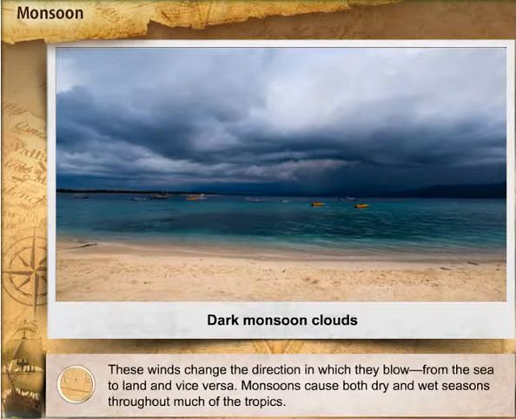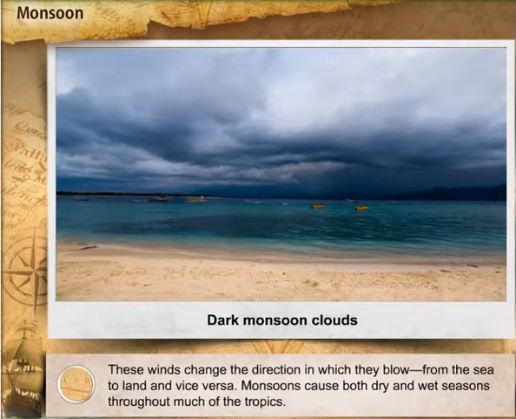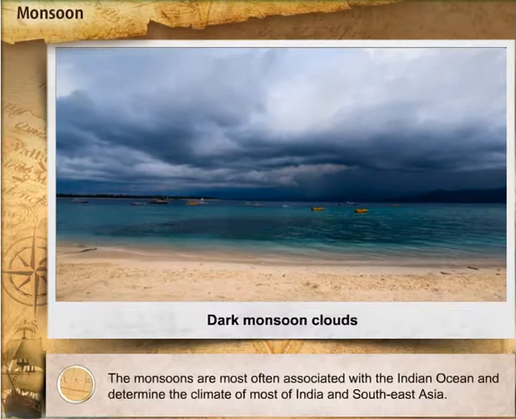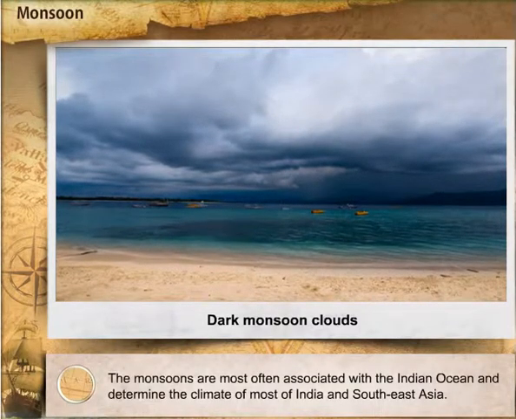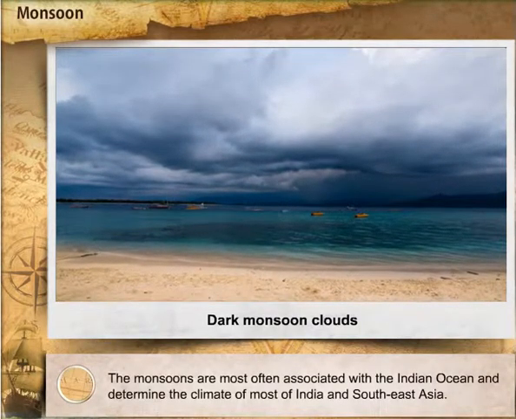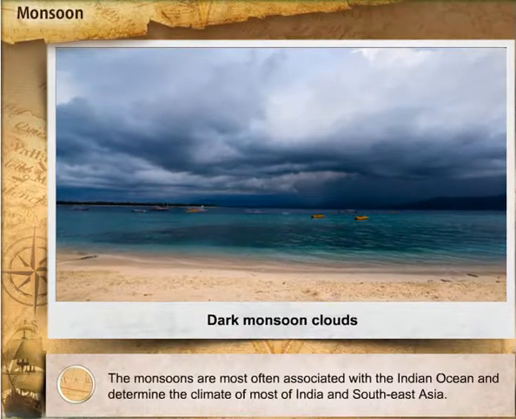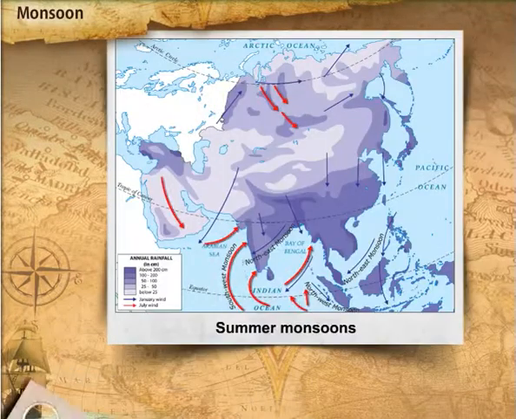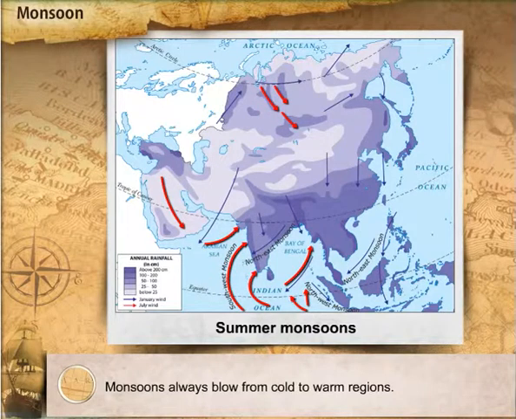Monsoons cause both dry and wet seasons throughout much of the tropics. The monsoons are most often associated with the Indian Ocean and determine the climate of most of India and Southeast Asia. Monsoons always blow from cold to warm regions.